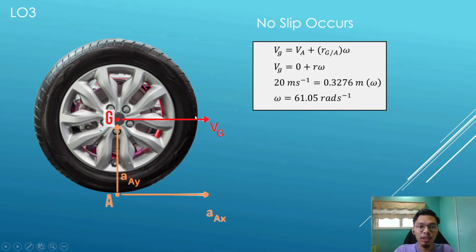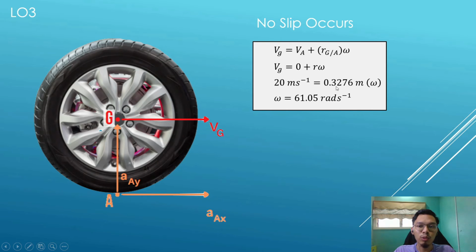The VG equals the VA plus the RGA, the R from G to A, times omega. Since there is no slip occurring, the VA we can put as 0. Here we put the VG equals 20 meters per second because we choose the velocity of the ambulance at the point B, and this value of 20 meters per second we obtained from the previous LO.